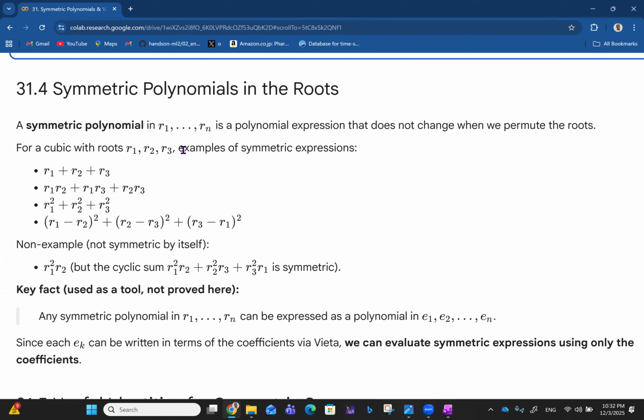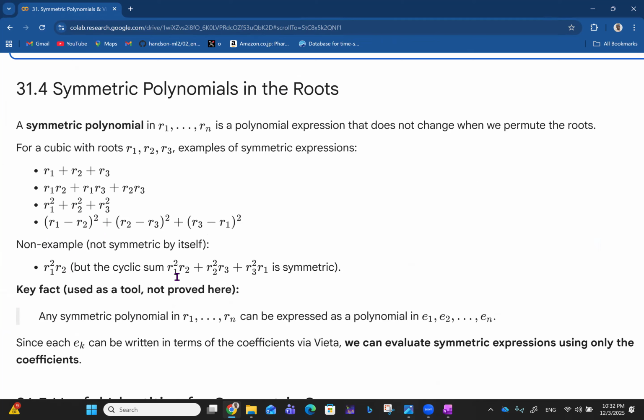If anyhow you arrange the roots, you get the same results with all these things. So R1 minus R2 all squared plus R2 minus R3 all squared plus R3 minus R1 all squared. These are all symmetric. So a non-example will be this, because this is not symmetric by itself, like R1 squared R2. This won't be correct in this case.